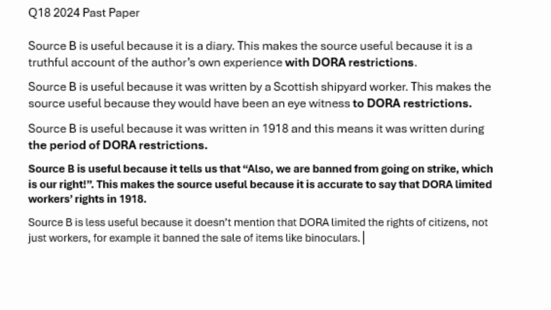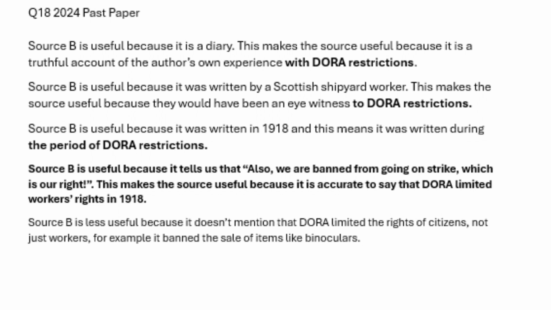Now here I really just wanted to tell my marker that DORA banned binoculars. It's one of the things I remember from watching that video that we looked at in class. You might be tempted to talk about how it forced pubs to close earlier, or that it limited the sale of alcohol, all the things that you can remember. But I'm just going to use this one point, and now that I've got 5 things that tell us why this source is useful, or one way in which maybe it's less useful, I'm hopefully going to get 5 out of 5.